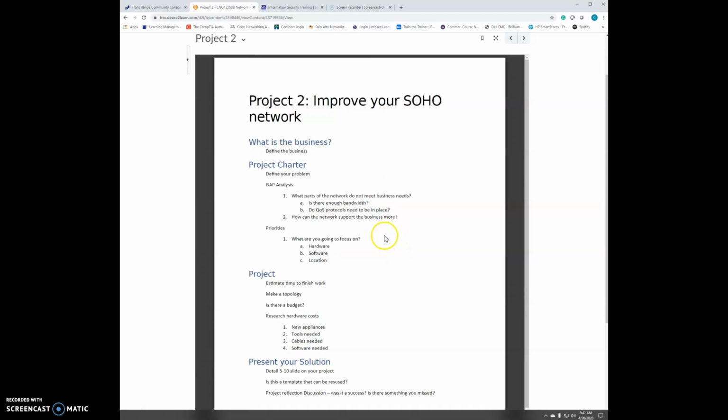So this week, take a look at the case study. How can you improve your SOHO network? Look at the business. Define the charter, define the problem. When it's a SOHO business, it's usually two to five people working out of a house. In some cases, is the internal network even capable of having 5 computers, 5 phones running? Is the printer able to fax and scan?